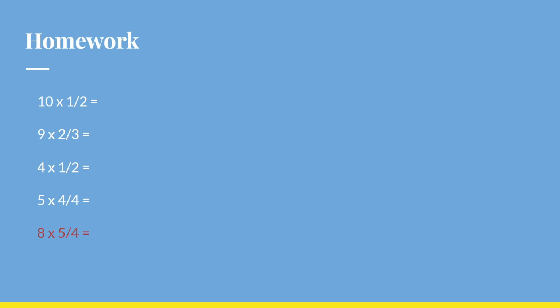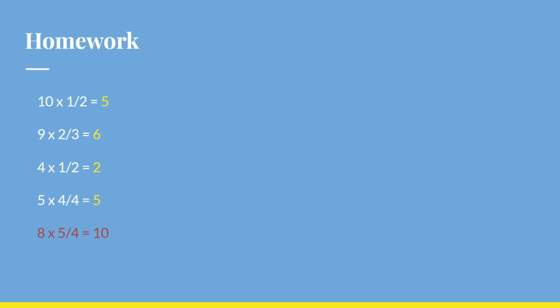There are a couple of things I do want to talk about when we get into the answers, but I'll give you 3 seconds. Alrighty, and here are the answers. So we have 10 times 1 over 2, which is 5, 9 times 2 over 3, which is 6, 4 by 1 over 2, which is 2, 5 by 4 over 4, which is 5, and then for the challenge problem we have 8 by 5 over 4, which is 10.